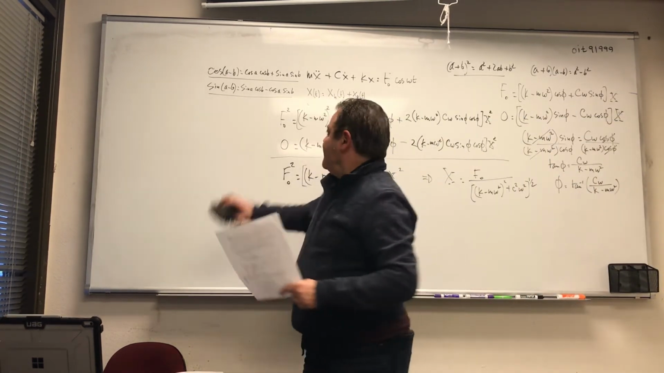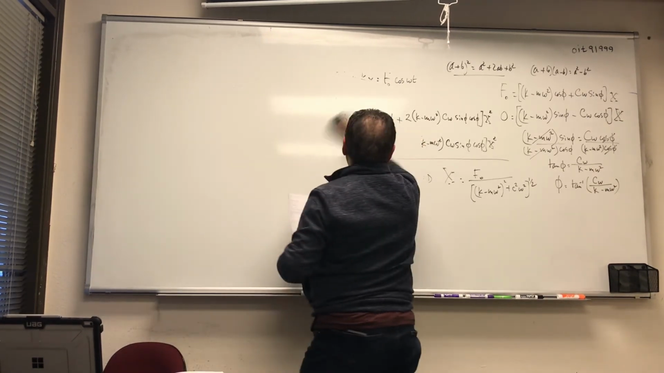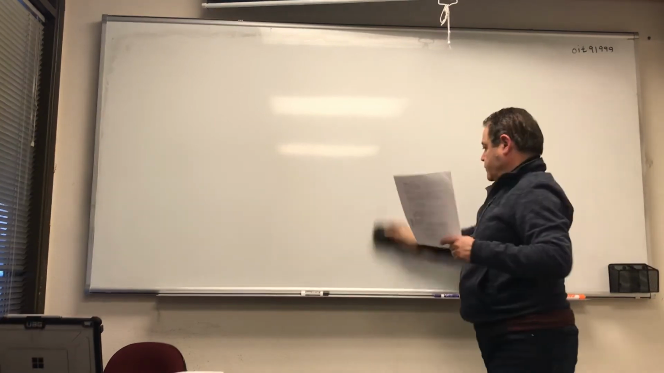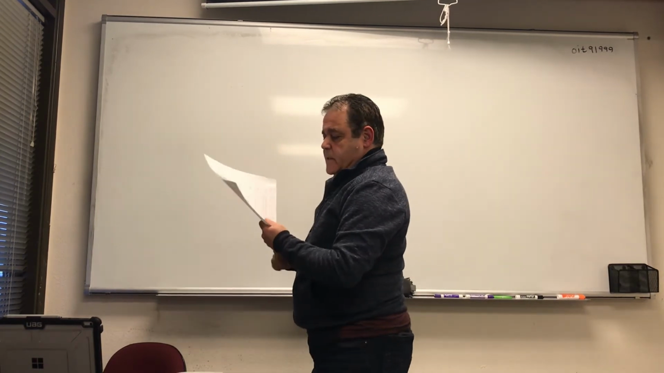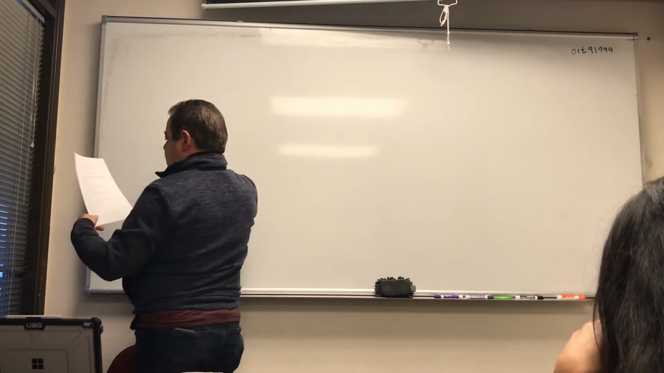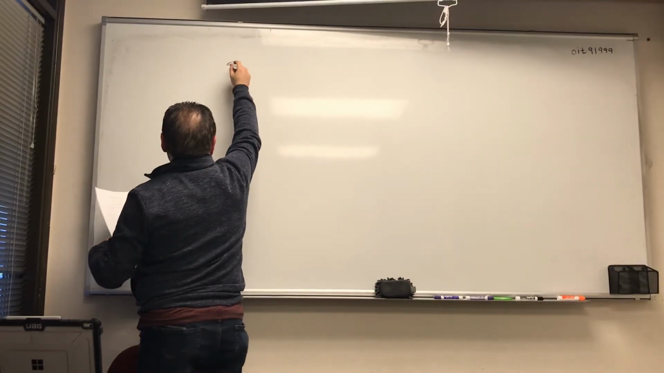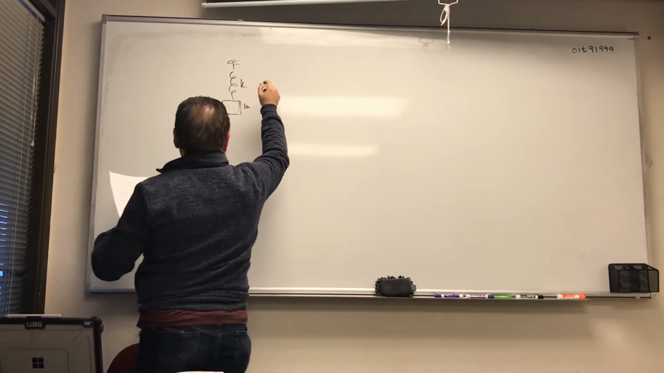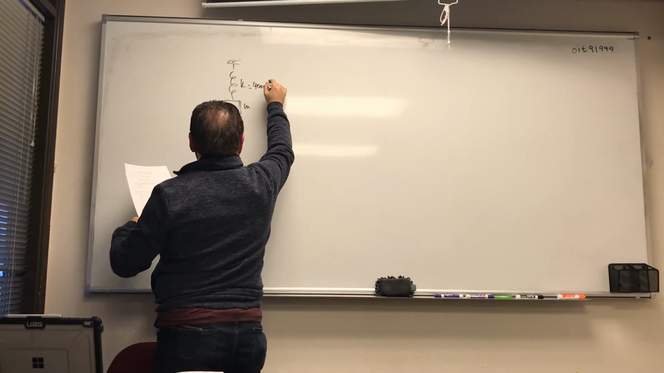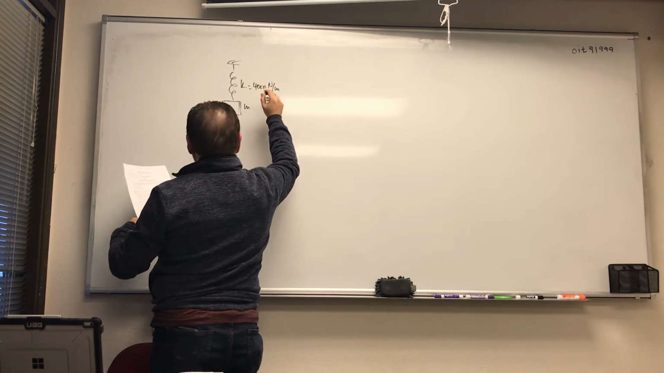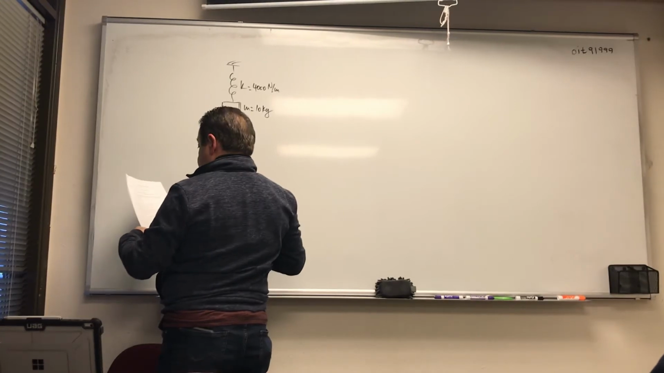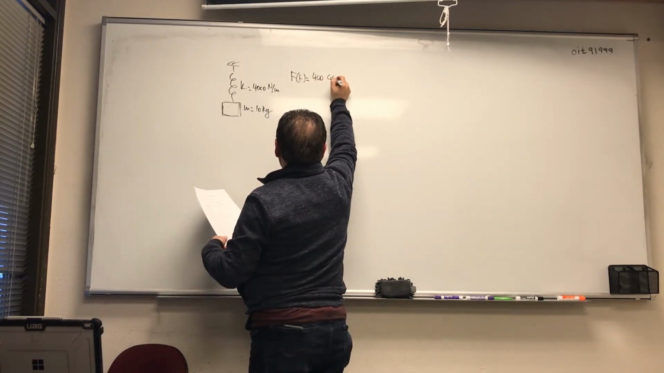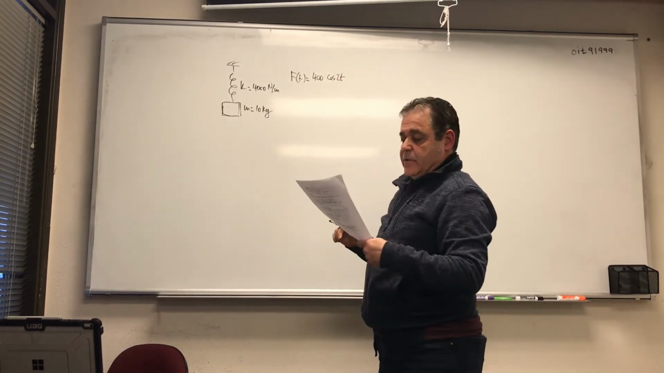All right, 3.4. The problem says: consider a spring mass system, with K and M, where K is 4,000 newtons per meter and M is 10 kilograms, subject to the harmonic force F of t equals 400 cosine of 20t. Find the total response.